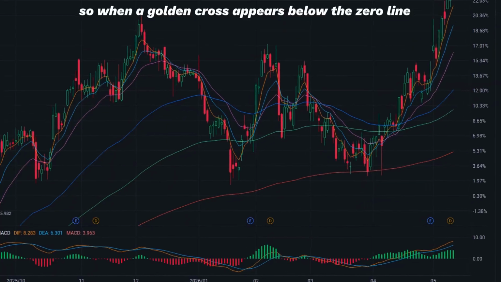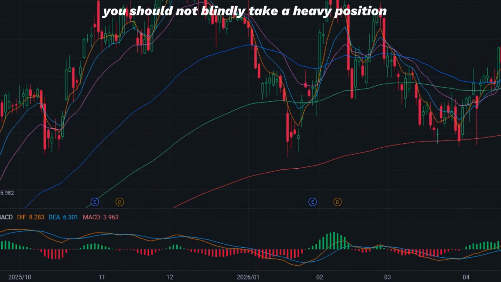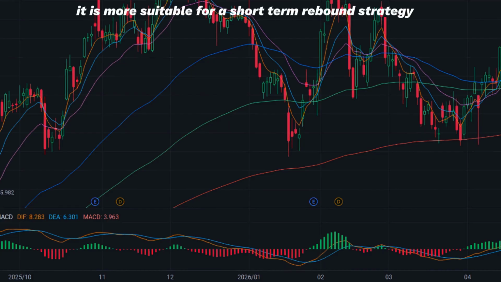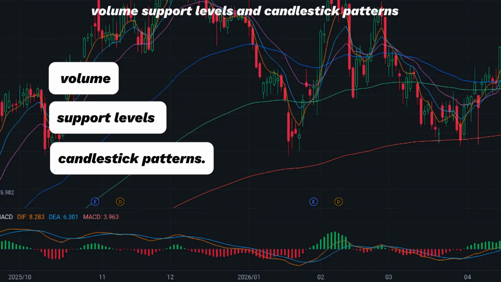So when a golden cross appears below the zero line, you should not blindly take a heavy position. If you trade it, it is more suitable for a short-term rebound strategy. And it is best to analyze in combination with trading volume, support levels, and candlestick patterns.